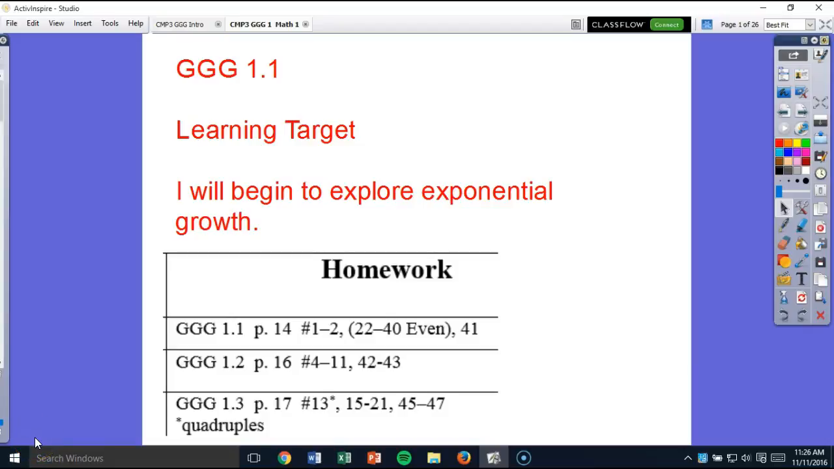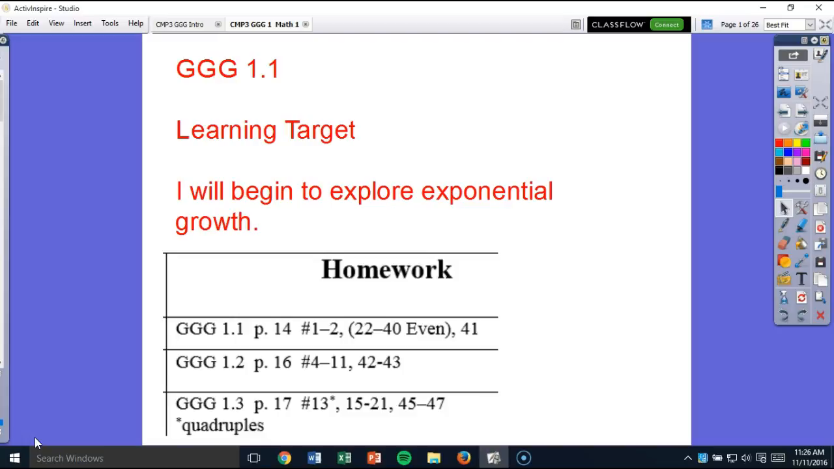Hello, everyone, and welcome to Growing Investigation 1, starting with problem 1.1 here on page 7 of your textbook. Our learning target for 1.1 is I will begin to explore exponential growth.